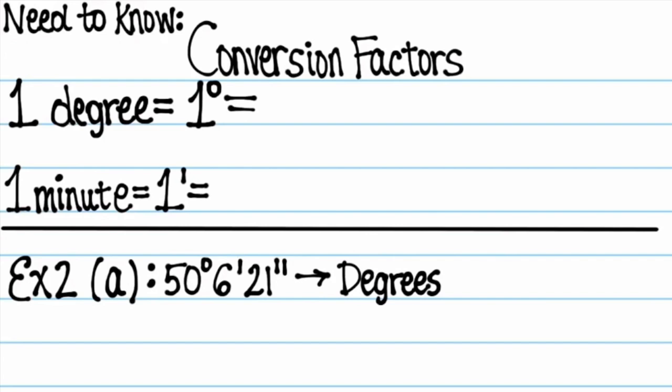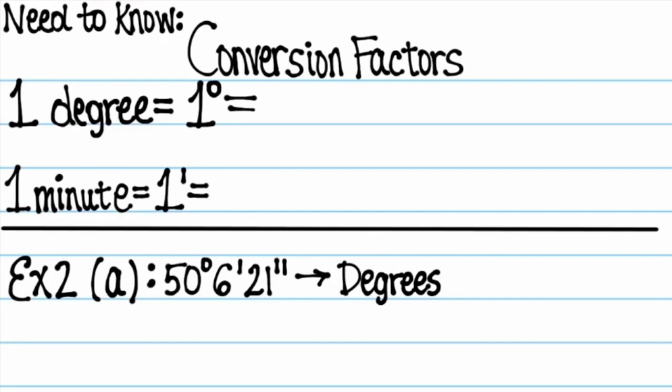I hope you pressed pause and rewound and wrote that down as clearly as possible. Now, what we're going to do is write out our basic conversion factors that we're going to be using for this section.